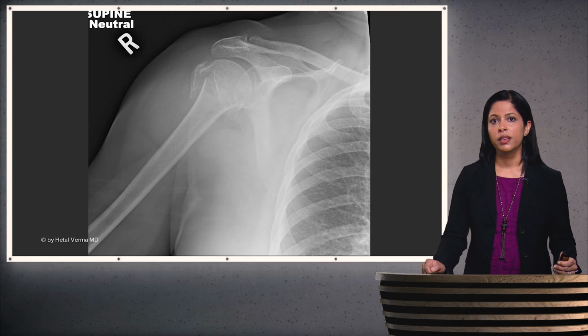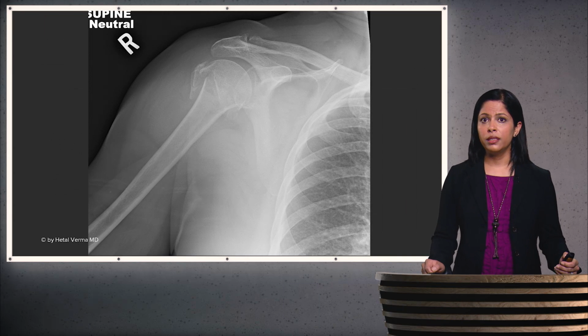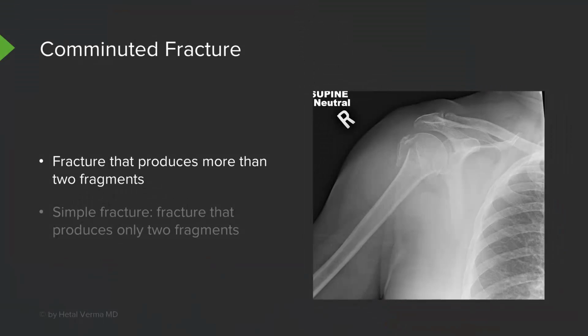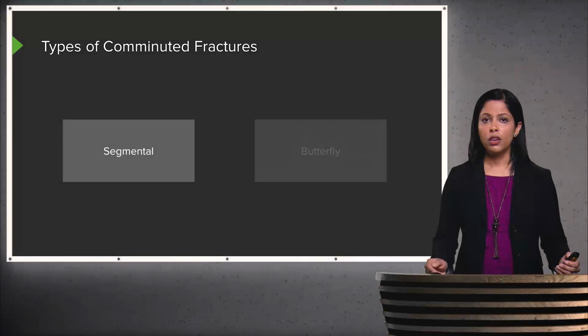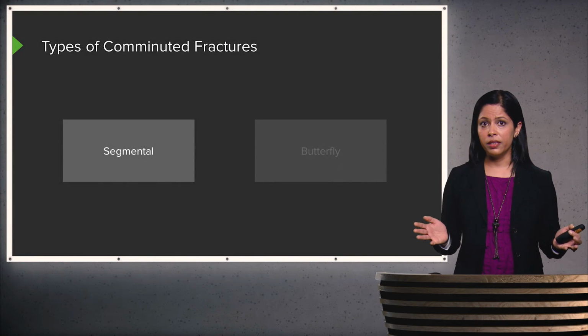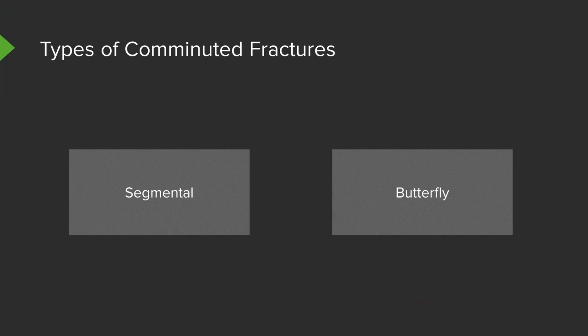How about this one? So this is a radiograph of the right shoulder. And this represents a comminuted fracture. So it's a fracture that produces more than two fragments. A simple fracture, on the other hand, is one that produces only two fragments. Comminuted fractures can be further subdivided into segmental and butterfly.